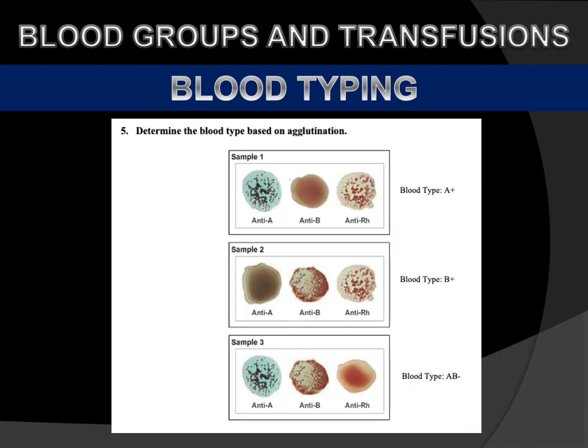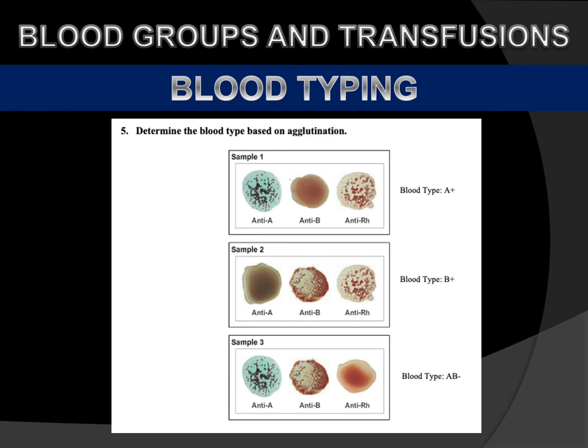Let's have other examples here. Sample 1 is a blood type A positive. Bakit? May clumping sa anti-A. So may A antigen siya. Walang clumping sa anti-B. So wala siyang B antigen. Nag-clump ulit sa anti-RH. So, meron siyang D antigen. So, blood type ng sample 1, A positive.